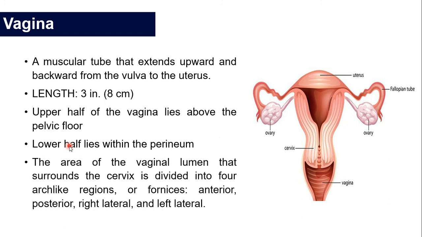The area of the vaginal lumen that surrounds the cervix is divided into four arch-like regions or fornices, and these are the anterior, posterior, right lateral, and left lateral. Take note that the anterior and posterior walls of the vagina are normally in apposition. The cervix pierces the upper anterior wall of the vagina and projects downward and backward into the upper vagina. The vagina is not only a female genital canal, but it also serves as the excretory duct for the menstrual flow and forms part of the birth canal.